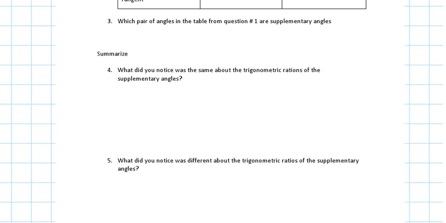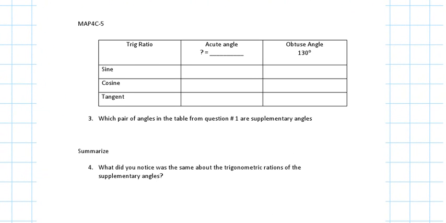So on the calculator, you're going to do sine 130. Okay. Cosine 130. Four two. And tan 130. One eight.